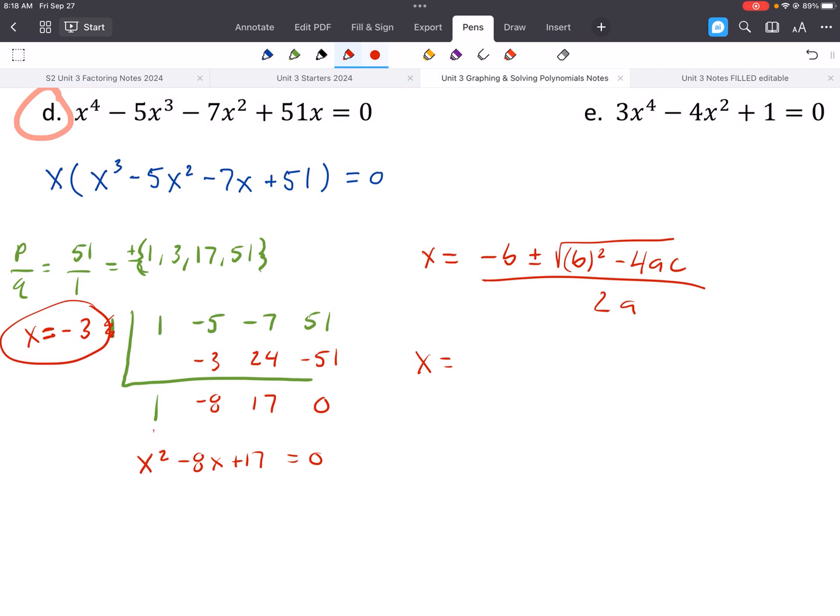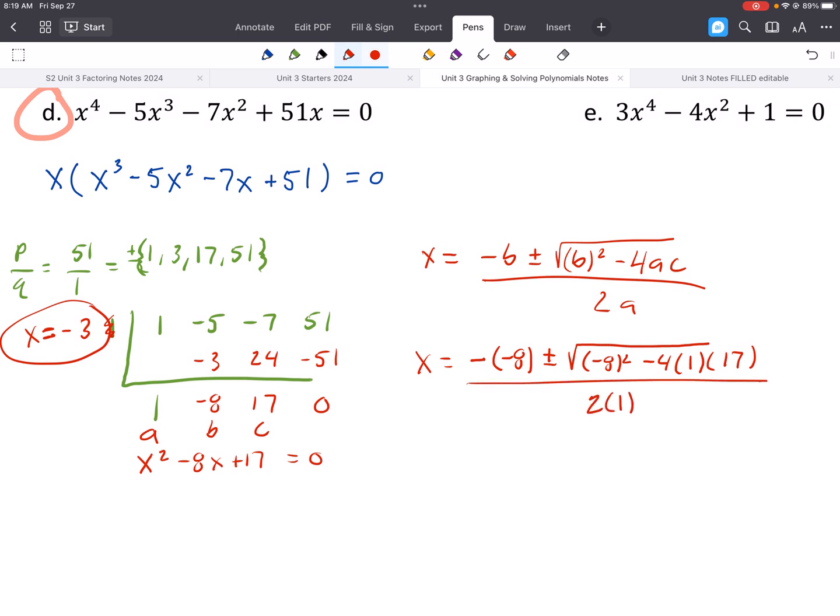This is our a is 1, b is -8, and c is 17. So we'll get -8 plus or minus the square root. So watch out, when b is negative, it's not going to stay. It's going to become positive, right? Because it's a negative. Okay? So then we'll have -8 squared minus 4 times a times c, and then all over 2 times a.